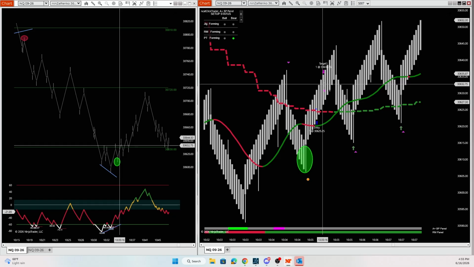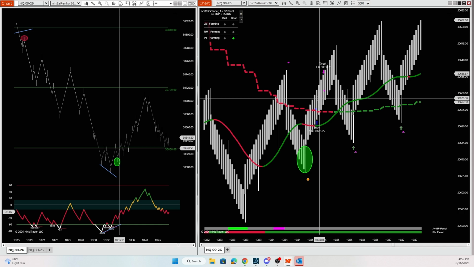So that's a trade summary for Monday and Tuesday: 3 winners on Monday, 4 winners on Tuesday. No losing trades so far this week. Really good start to the week, and our framework and setup model is working really, really well.